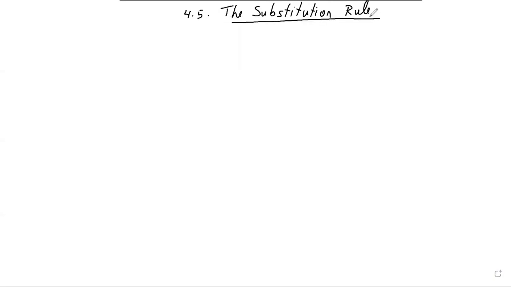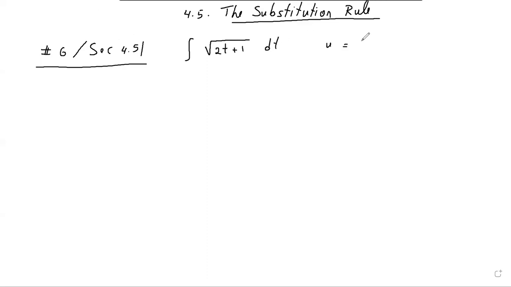All right, as I told you, I'm going to do an example here, and I'll explain on this example. So we'll do number 6 of section 4.5, and this problem is the integral of square root of 2t plus 1 dt, with u being 2t plus 1. All right, so what is this problem about, folks? And what's up with this substitution?